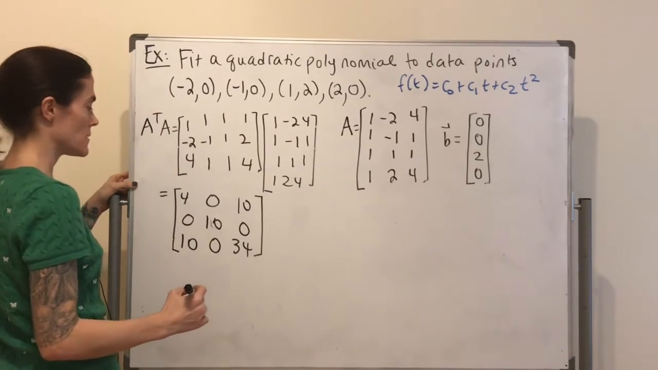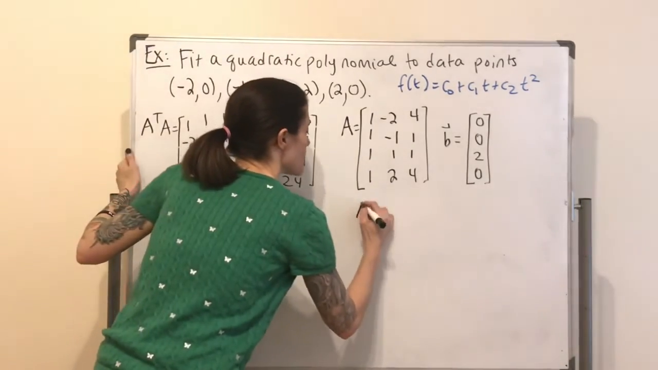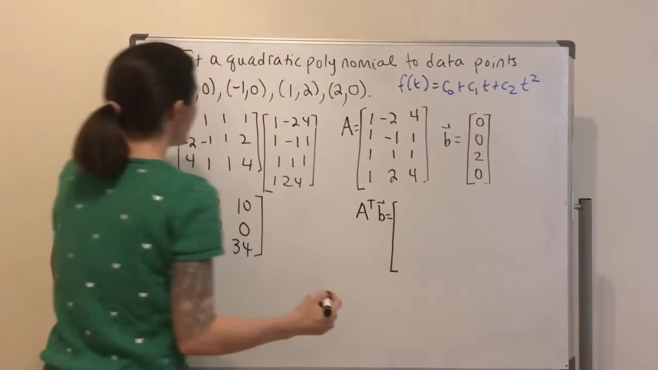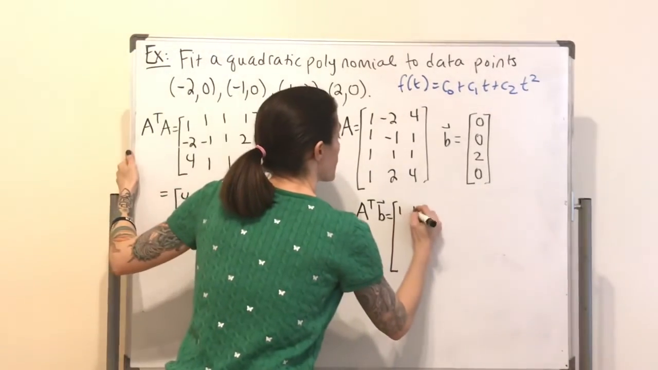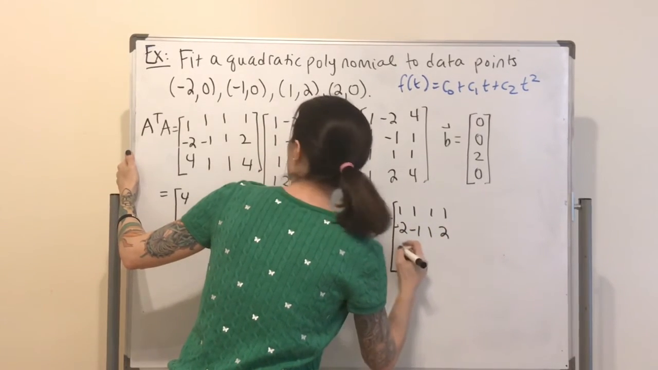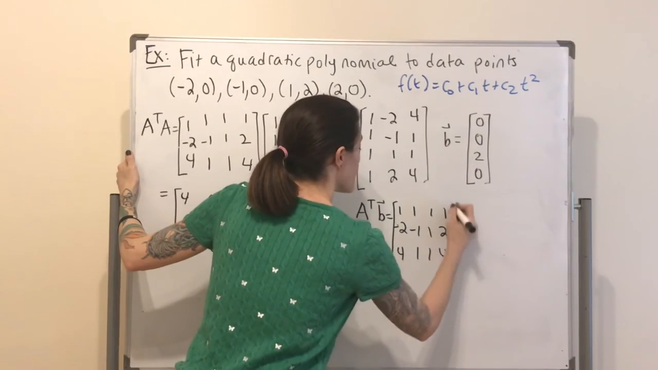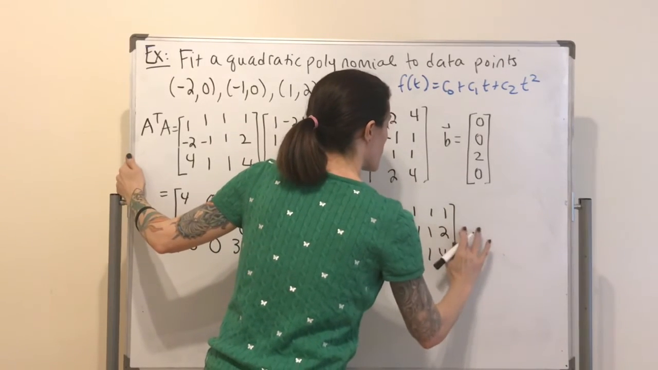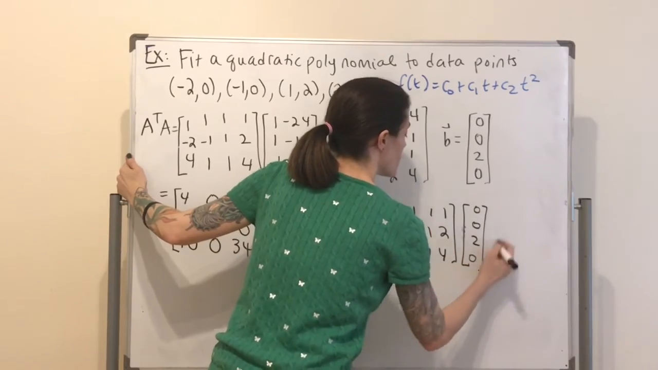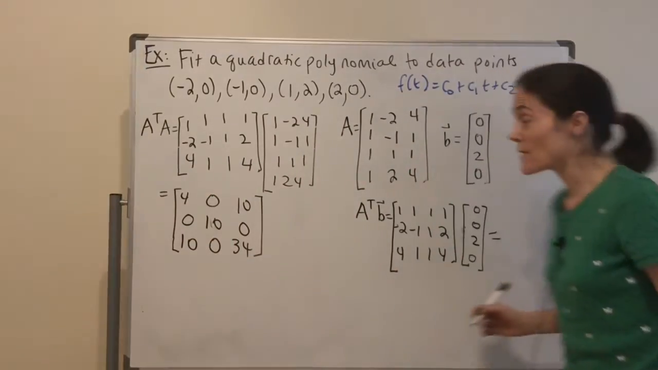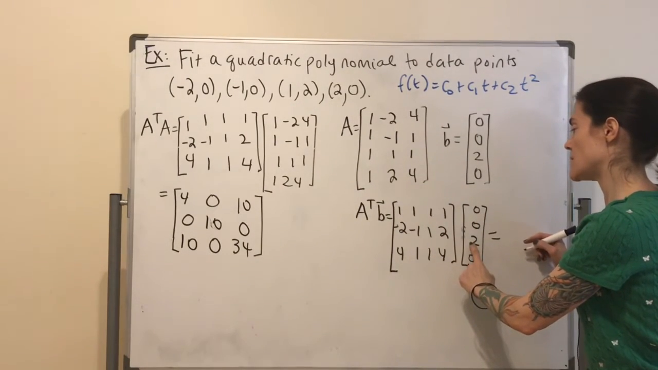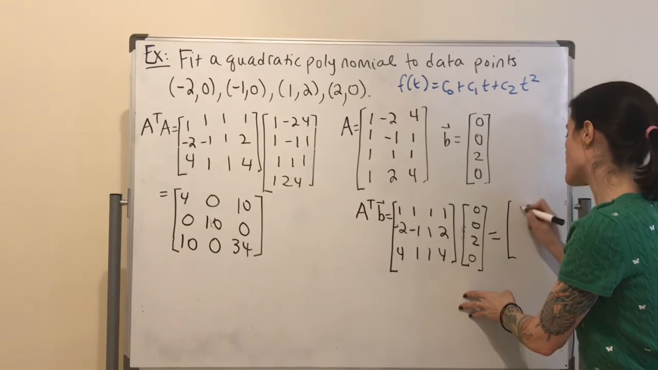And now I also need, I'll do it over here maybe, A transpose B. This is another one that you can multiply before you even write it down, because there's only one entry here, so it's going to be 2 times the third column of the matrix.